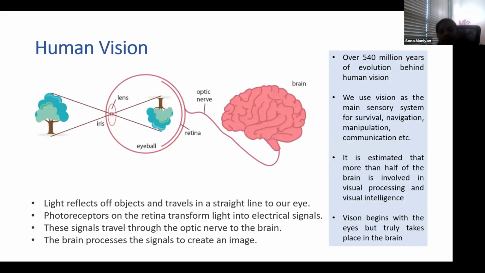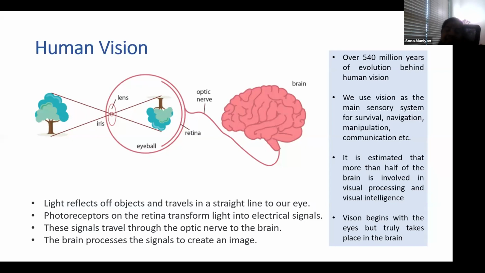So before we go into how a computer actually sees an image, let's look at how a person sees an image. What actually happens is light comes in, it reflects off the object, it travels in a straight line, it goes into our eye. There are photoreceptors on our retina, and these transform that light into electrical signals. The next thing that happens is these signals travel through the optic nerve to our brain, and the brain processes these signals to create an image.